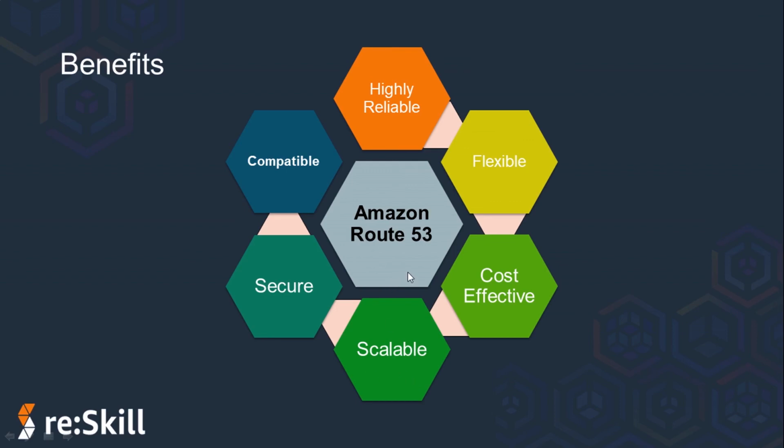And next, it is secure. By integrating Route 53 with AWS IAM, you can grant unique credentials and manage permissions for every user within your AWS account and specify who has access to which parts of Route 53. And then it is compatible. That means it is designed to work well with other AWS features and offerings. You can use Route 53 to map domain names to your EC2 instances, to S3 buckets, to CloudFront distributions, and also to other AWS resources.